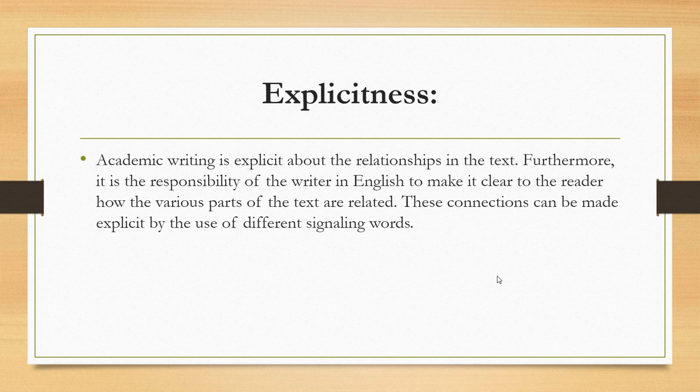Explicitness. Academic writing is explicit about the relationship in the text. Furthermore, it is the responsibility of the writer in English to make it clear to the reader how the various parts of the text are related. These connections can be made explicit by the use of different signaling words.